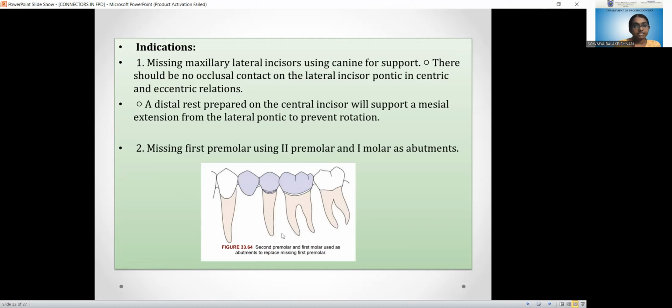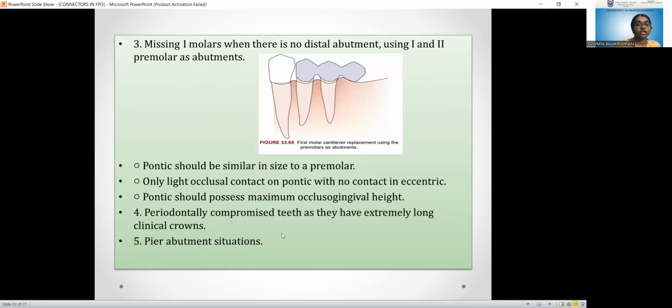The second condition is, for example, a missing first premolar, where we use the second premolar as well as the first molar as abutments, and we can place the cantilever pontic as the first premolar. So if you are going to replace the first premolar using the second premolar and first molar as abutments, we don't have to touch the canine in this situation. If you touch the canine, you have to be extremely careful, because it is coming next. You have to know what the considerations are when you are replacing a canine. So in this situation also we can go for a cantilever FPD.